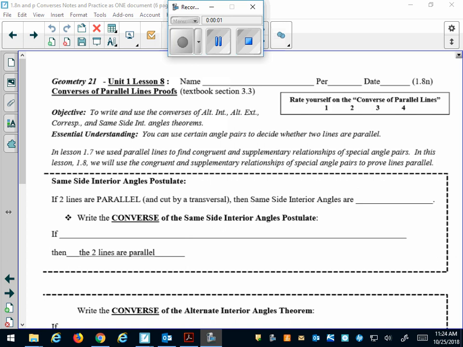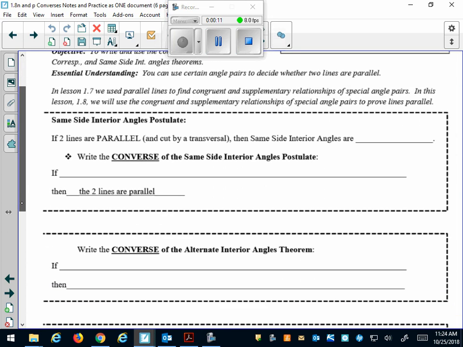Okay, so basically we're taking the theorems that we already learned in 1.7 and we're looking at the converses of them.